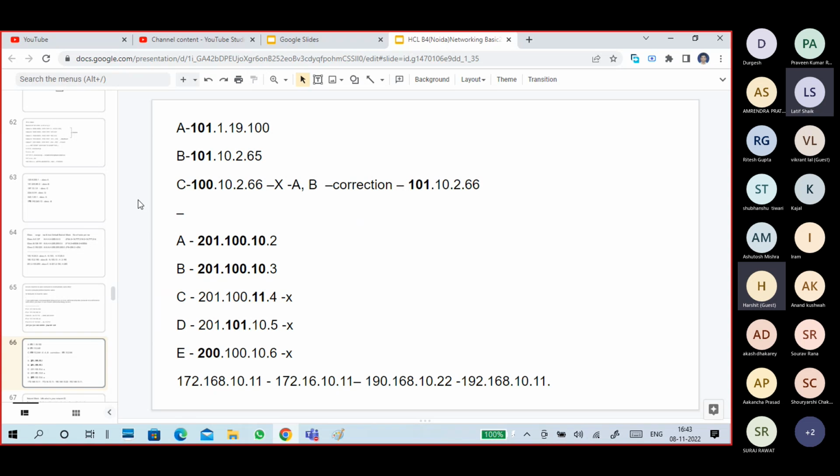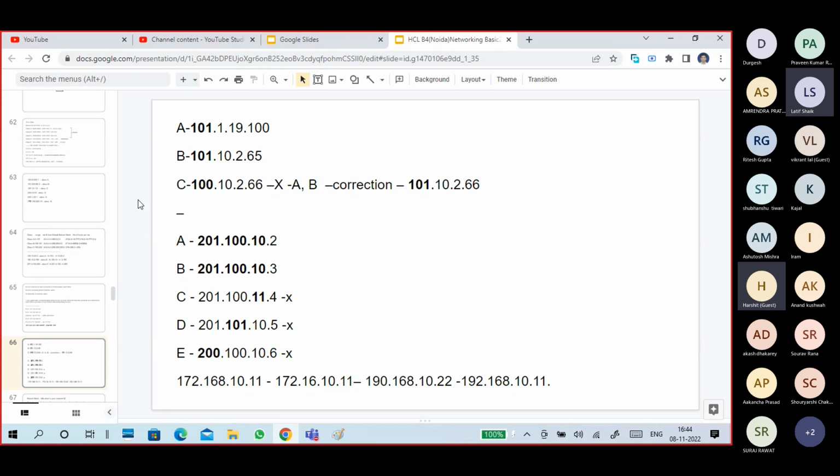So that 101 is a network portion. Class B network portion is also 101. So A and B can communicate with each other. Taking C, the IP address has a network portion of 100. It is different from A and B, so it won't communicate with A and B. A and B will communicate with each other, but not with C.